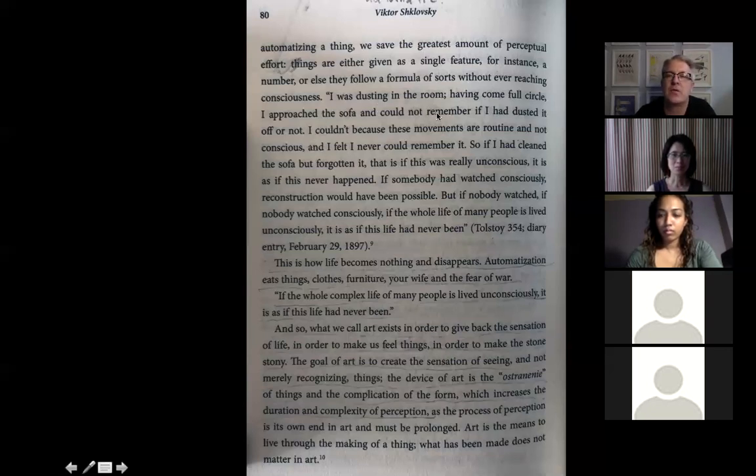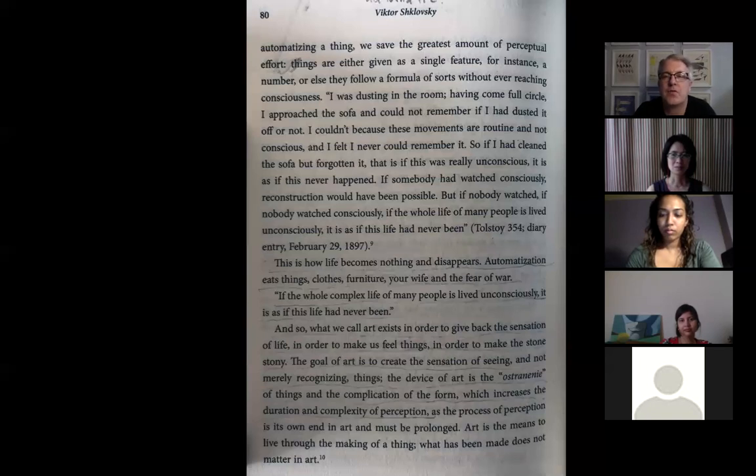I was dusting in the room. Having come full circle, I approached the sofa and could not remember if I had dusted it off or not. These movements are routine and not conscious, and I felt I never could remember it. If I had cleaned the sofa but forgotten it, that is, if this was really unconscious, it is as if this had never happened. If somebody had watched consciously, reconstruction would have been possible.